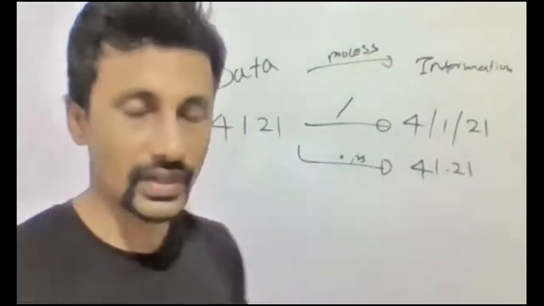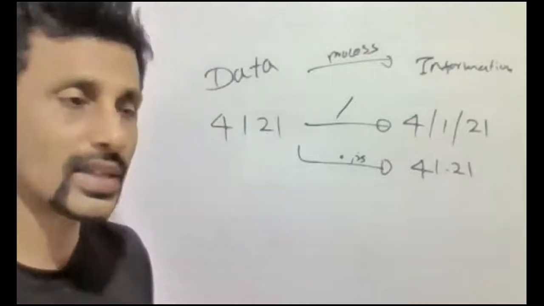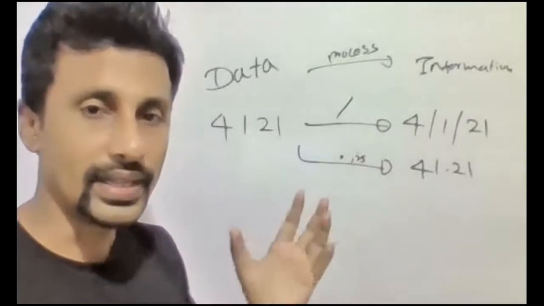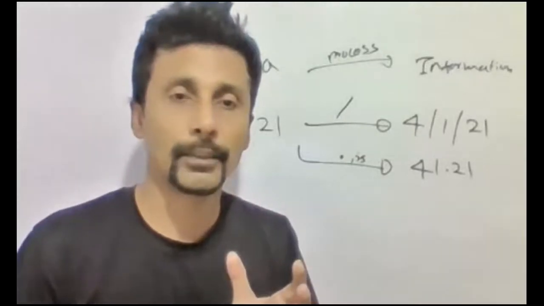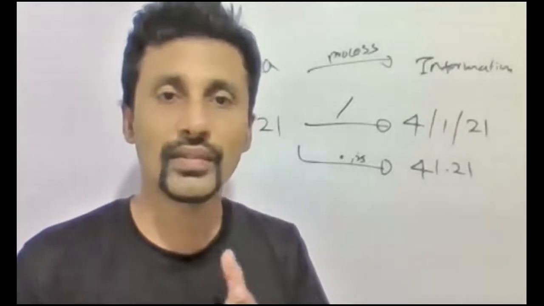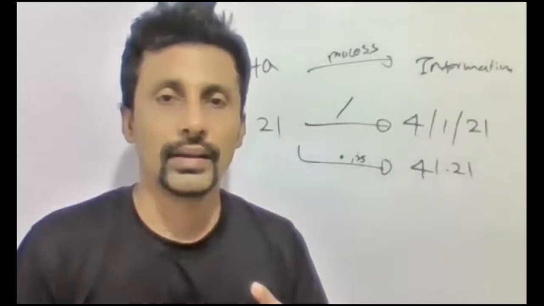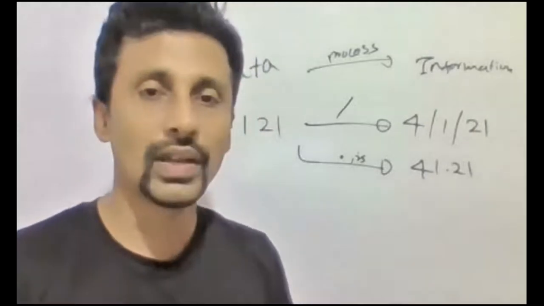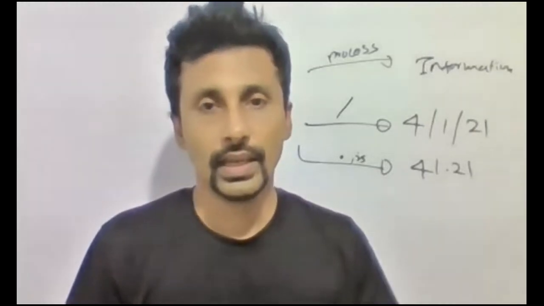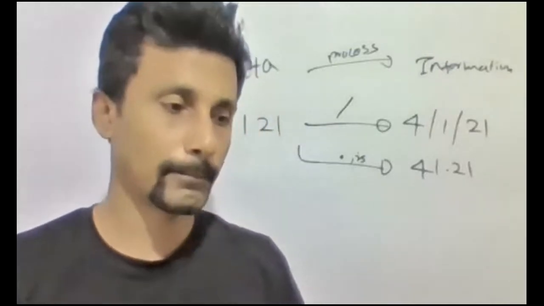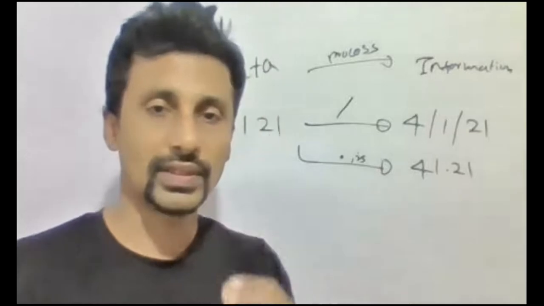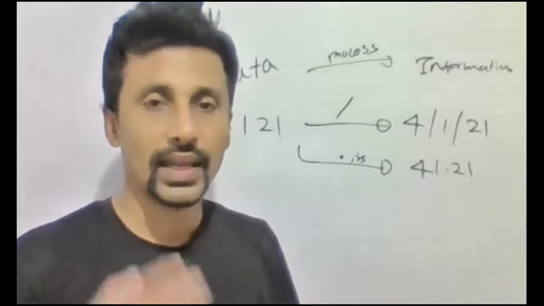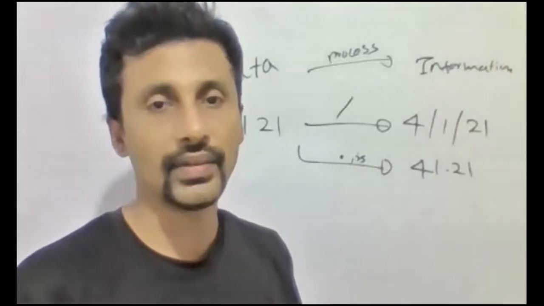So when the processing is different, the information you are getting is also different, right? So any data, according to our requirement, we can process in different ways. Now if I want to find out the rank, the first of the class or second of the class, I have to take all the marks, add them and divide to find the average.